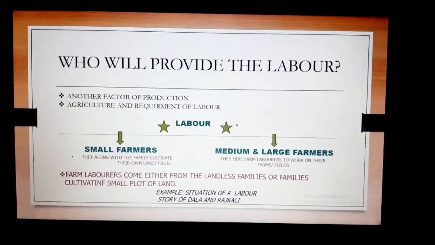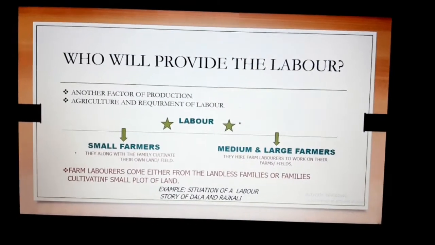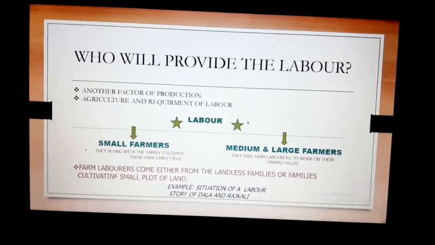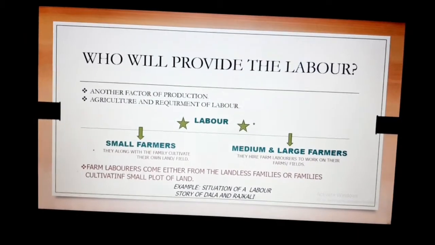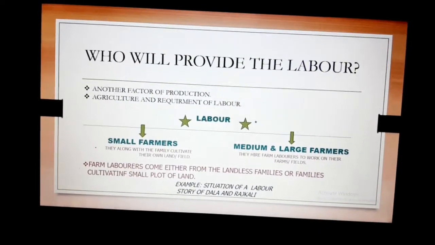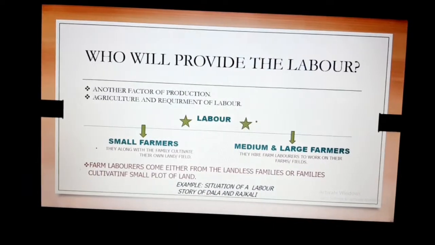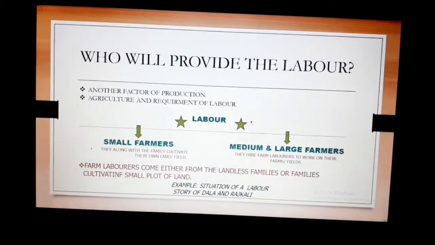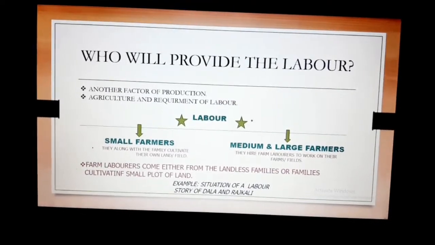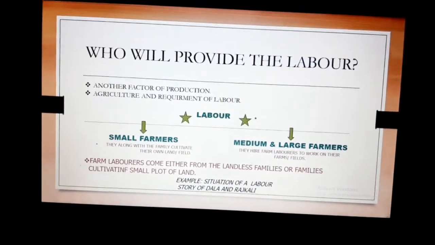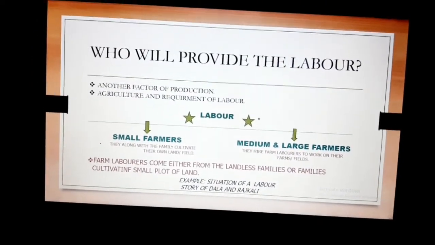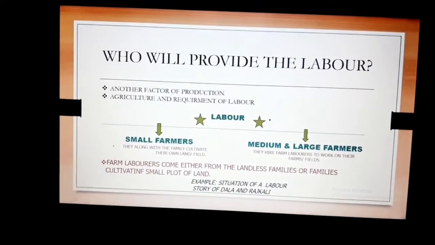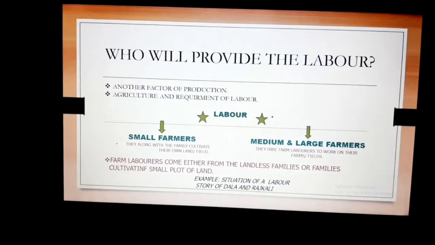Now the second factor of production is labor. Who will provide the labor? Another factor of production in agriculture is the requirement of labor. Now on land, how does the labor work? Small farmers, along with their family, cultivate their own land or field. They have a very small amount of land, or they are also considered landless laborers.